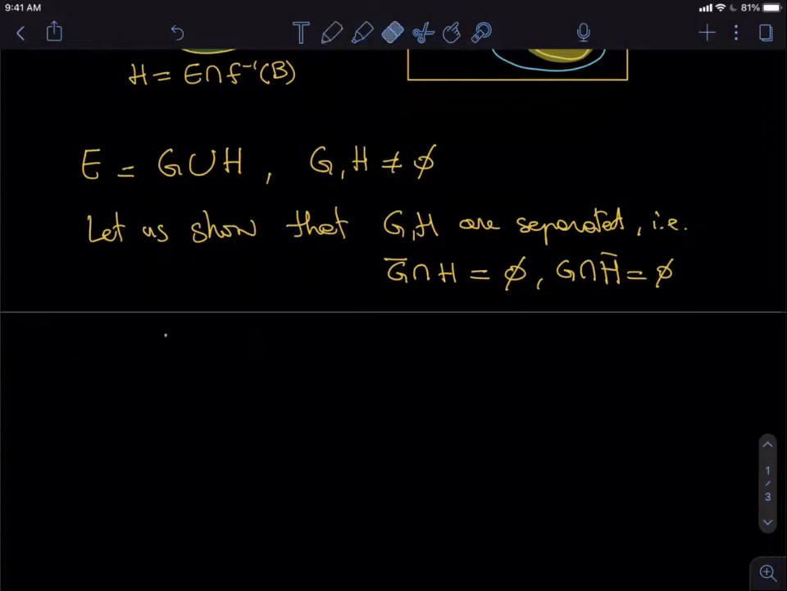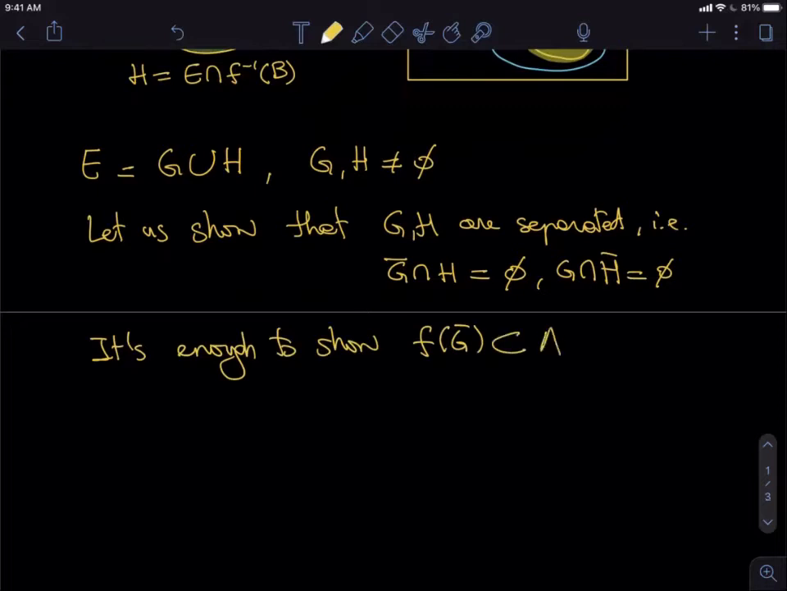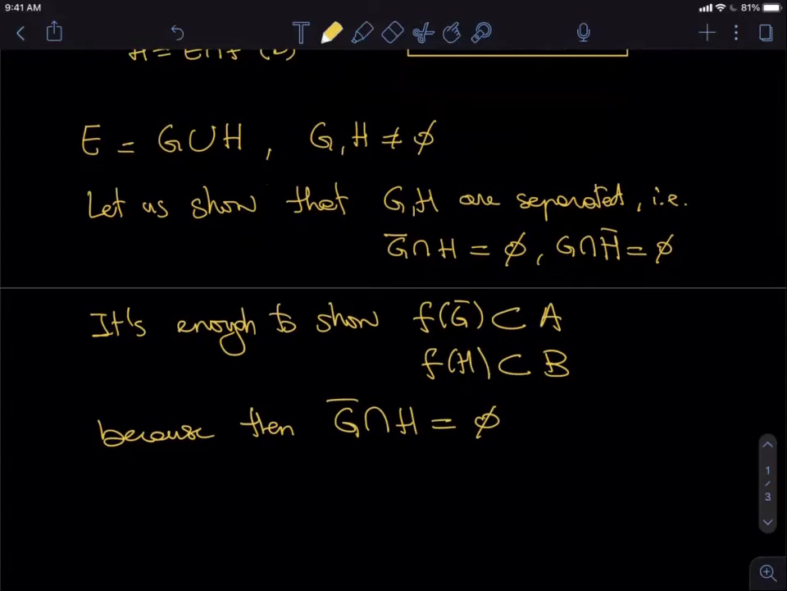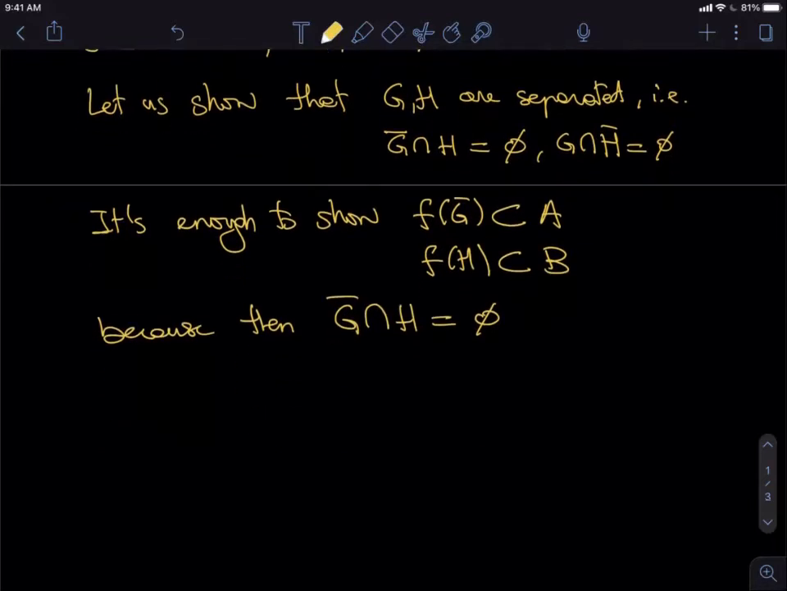Let's say it's enough to show that f of the closure of G is contained in A, and f of H is contained in B. Okay, because then G intersection with H must be empty. All right. So let's do this.